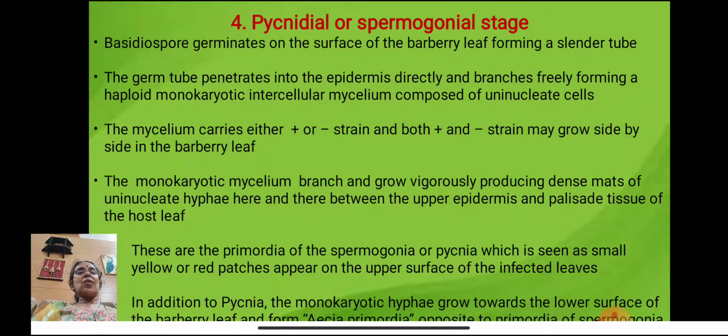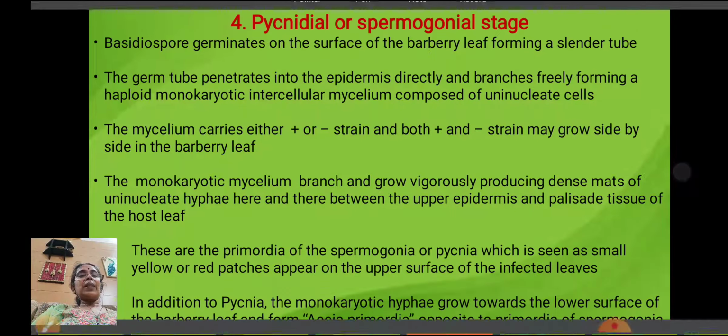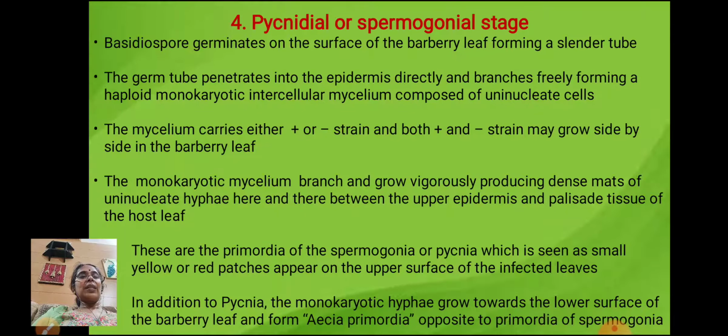This stage is called the pycnidial or spermogonial stage. The mycelium carries either the plus or minus strain, and both plus and minus strains may grow side by side in the same barberry leaf. The germination of the basidiospore leads to monokaryotic mycelium. This monokaryotic mycelium branches and grows vigorously, producing dense mats of uninucleate hyphae here and there between the upper epidermis and the palisade tissue of the host leaf.